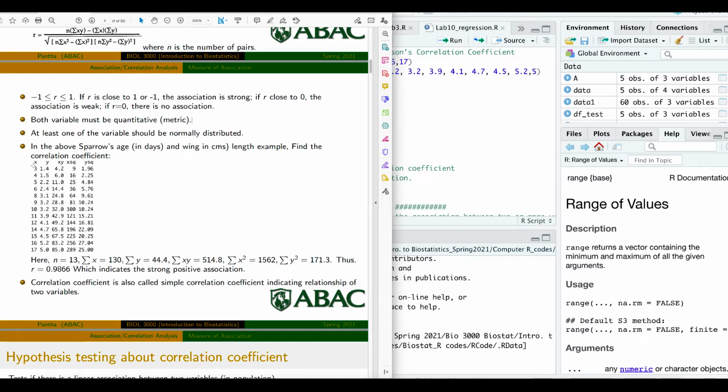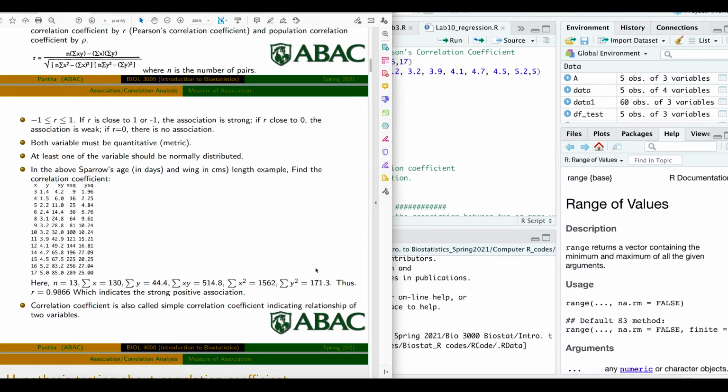N is 13. N is the number of pairs, x and y. This is 1, 2, 3, and so on, so the total number of pairs will be 13. The sum of x is 130. The sum of y is 44.4. The sum of xy is 14.8. The sum of x squared is 1562. The sum of y squared is 171.3. Now you plug in all these values here: n is 13 times the summation of xy, 14.8, minus 130 times 44.4, divided by that thing.